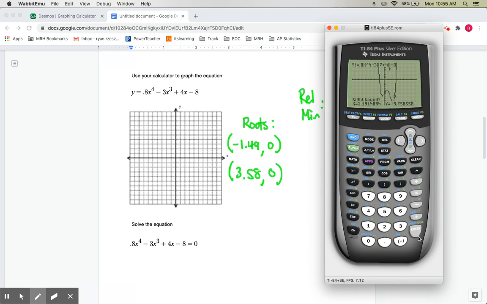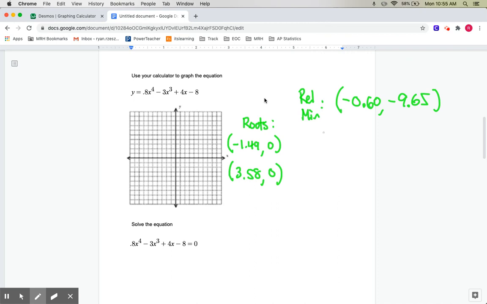So my right bound, that point is 2.63, -13.78. 2.63, -13.78, I think I said. And I have one final thing to find, and then I am done with my calculator here.